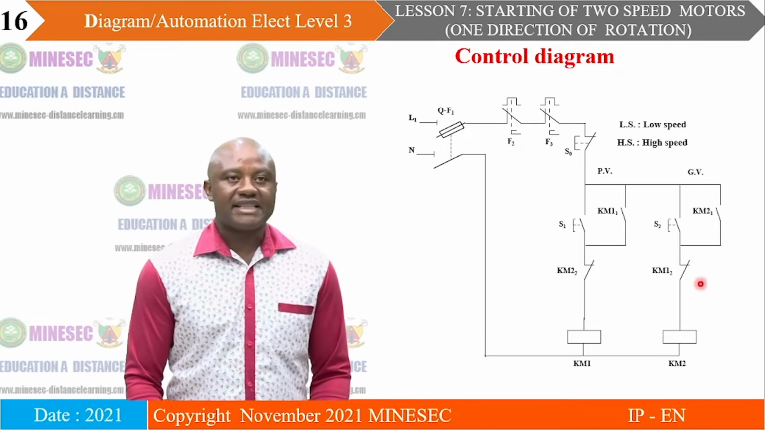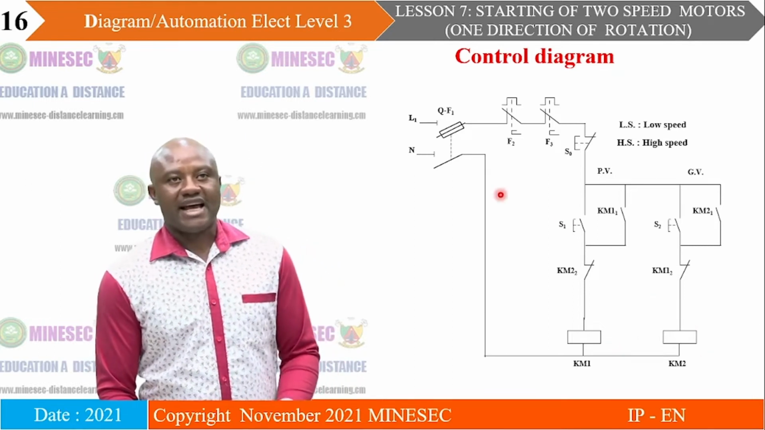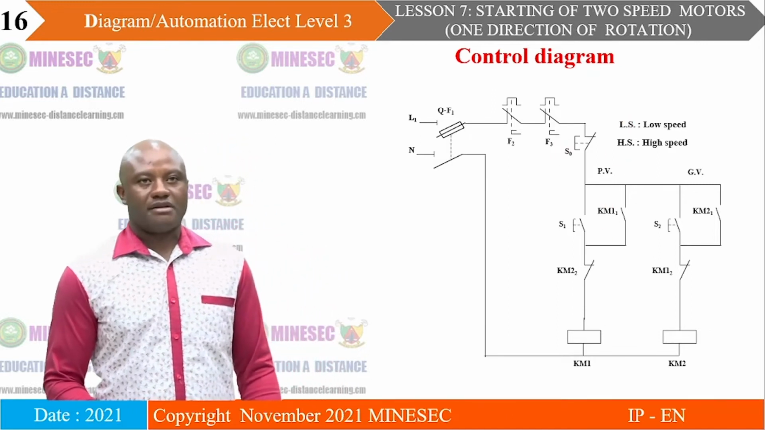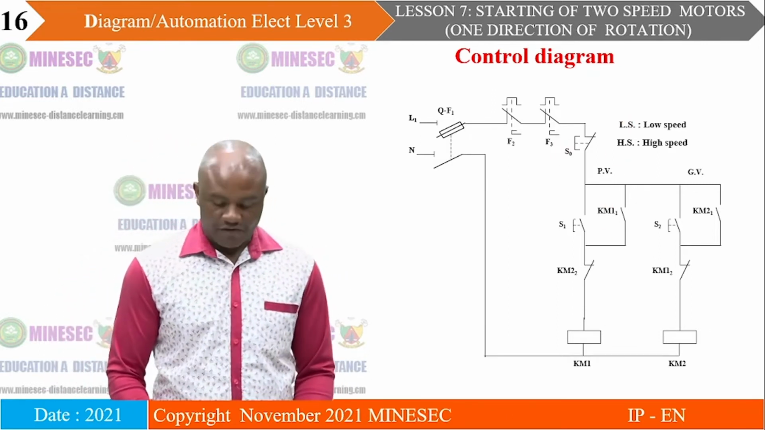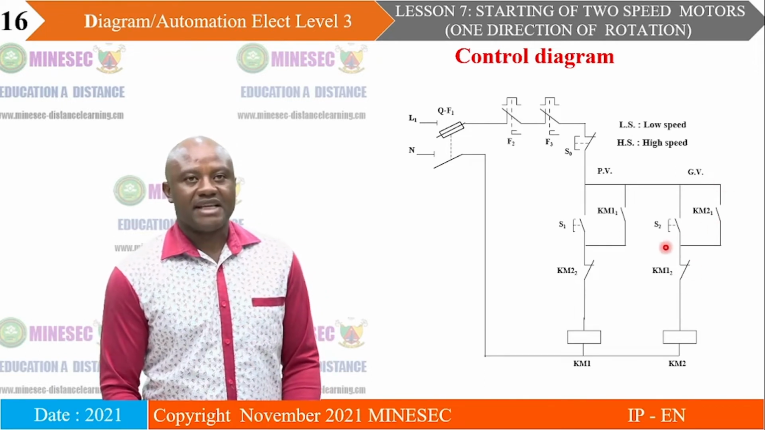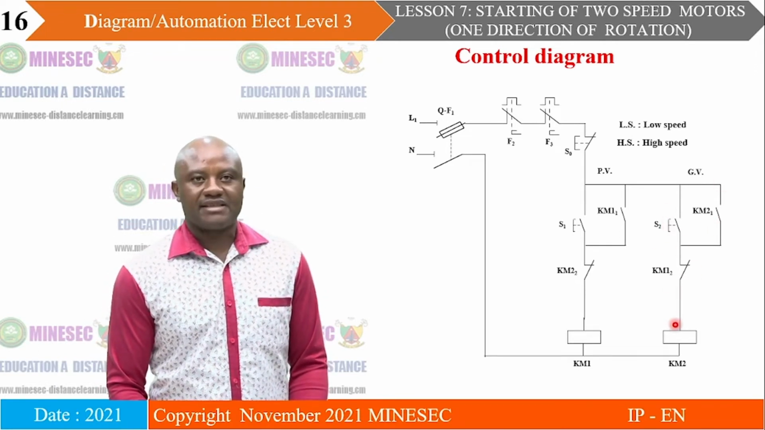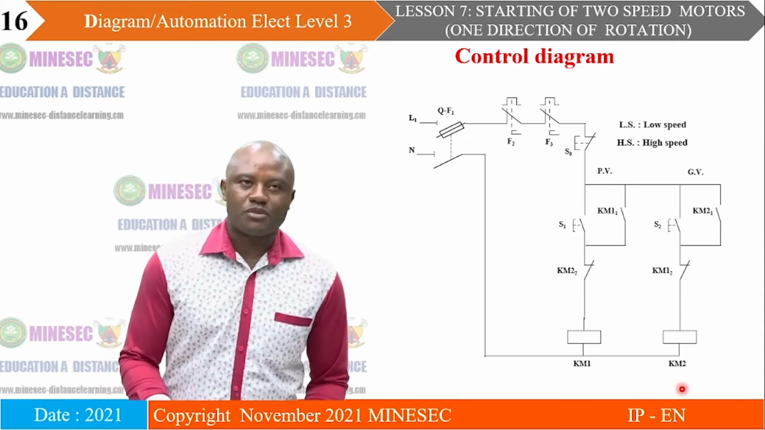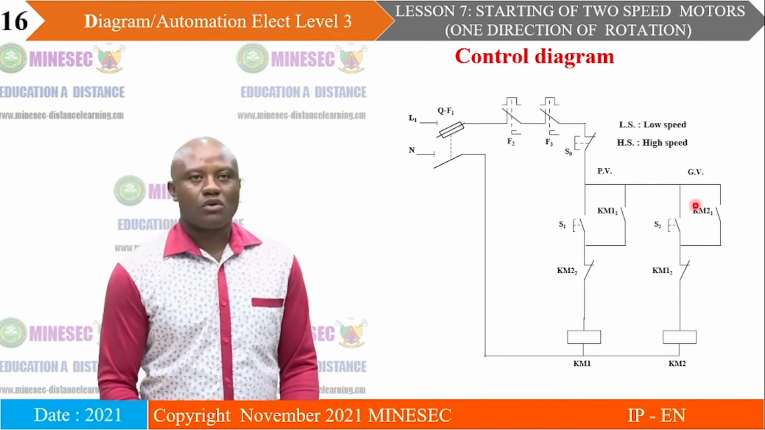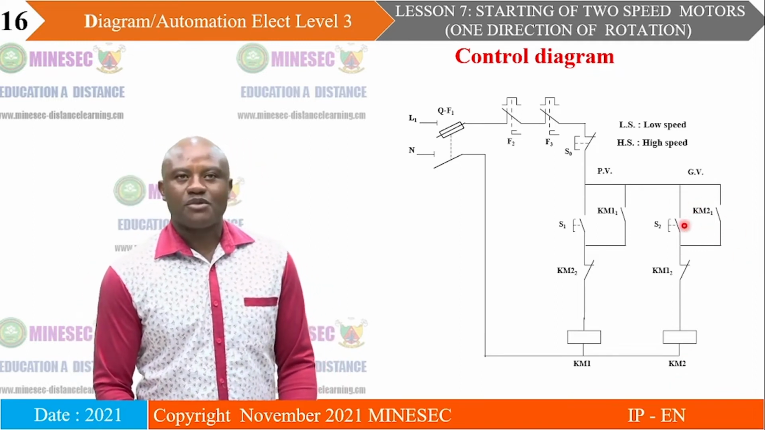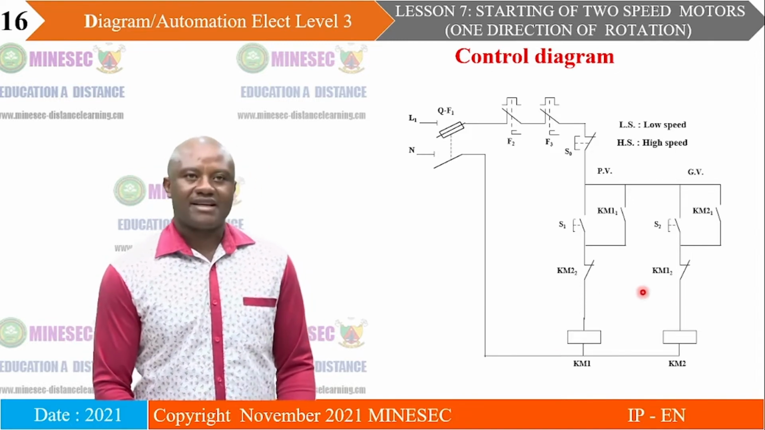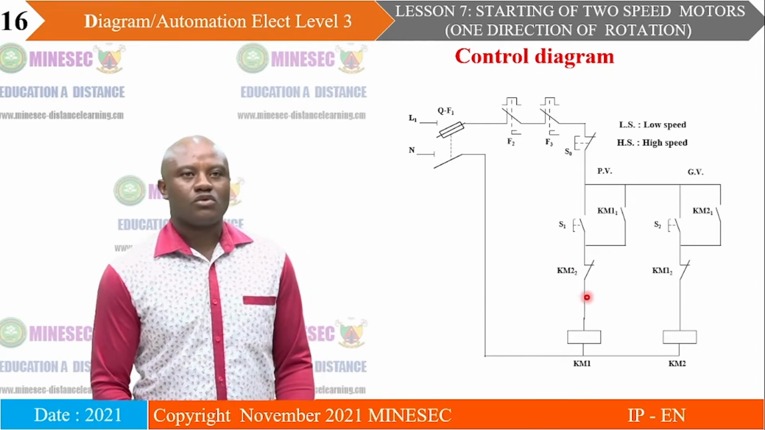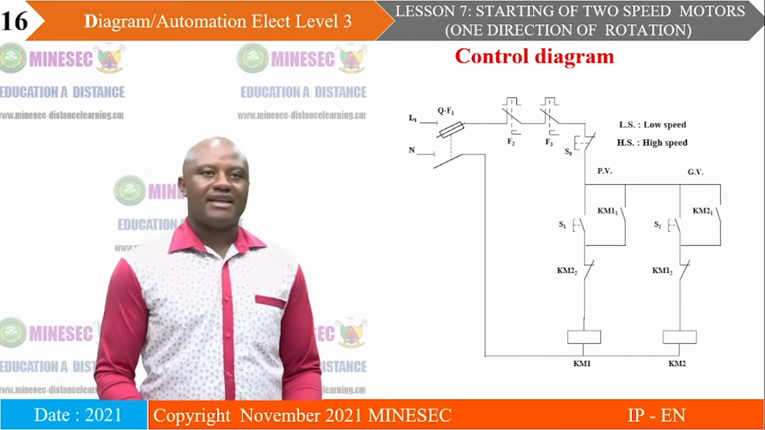Now you have the high speed side. Before you start the high speed side, you press S0 to stop the motor in low speed. To start the motor in high speed, you press S2 and energize the contactor KM2. It closes its normally open contact KM21, which is the hold-on contact, and opens contact KM22. That's the electrical interlock.